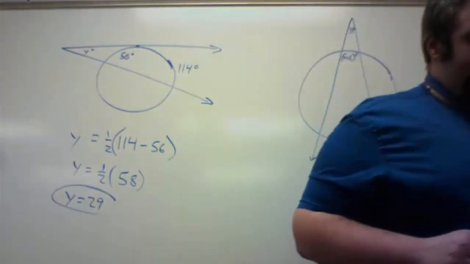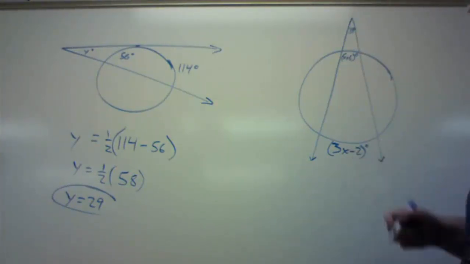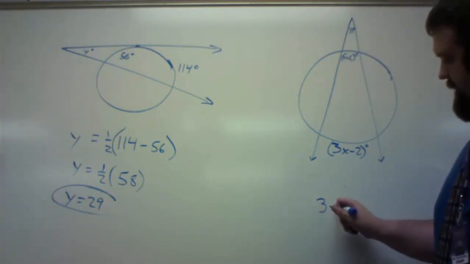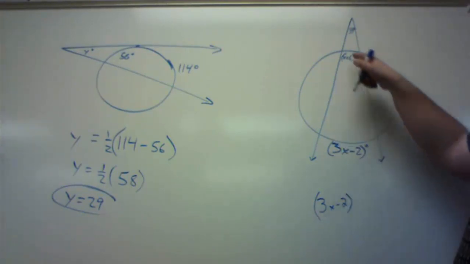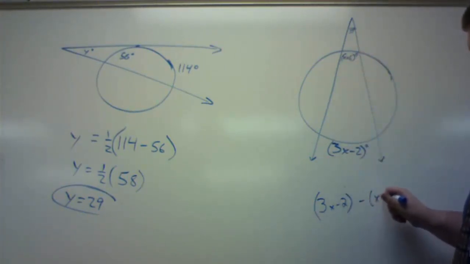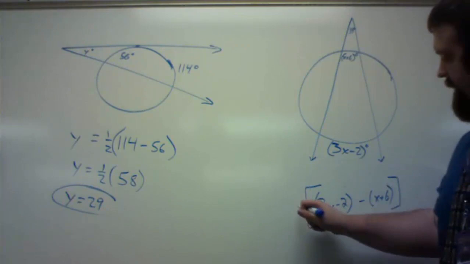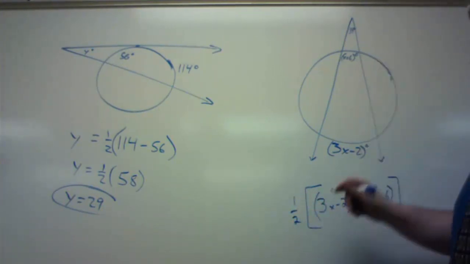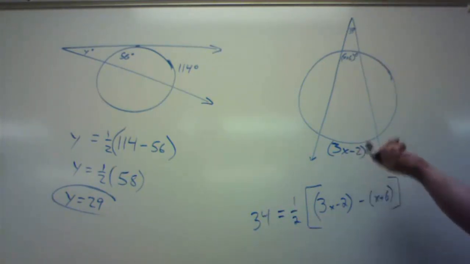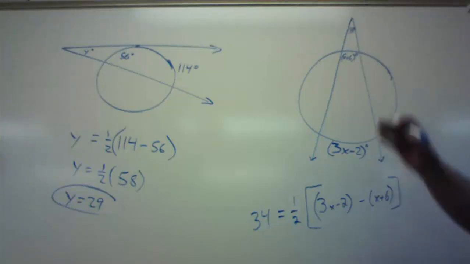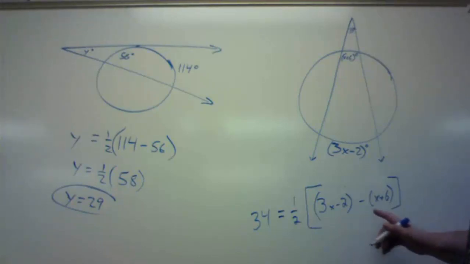This one over here. Well, I see variables, but that's not going to stop me. 3x minus 2 is my big side, so that's first. 3x minus 2. Now this quantity is going to subtract the smaller arc right there, x plus 6. This whole thing I'm going to take half of, and that should equal my angle, which ends up being 34. So I set up the normal way. Big arc minus small arc, half of that equals that angle. It just so happens my number is way out there. Let's try and reduce the inside here first.